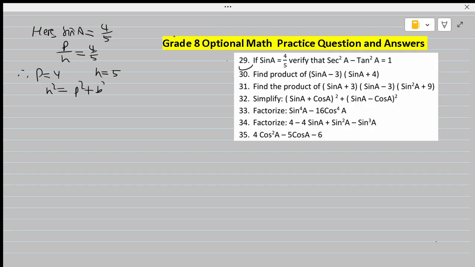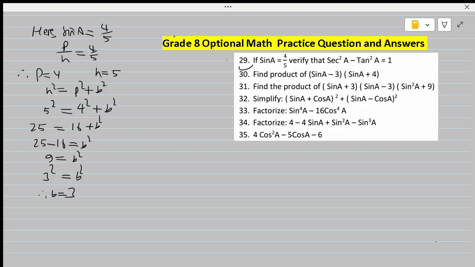So here H square equals P square plus B square. Hypotenuse 5 we do have, perpendicular 4 you have, is it? So 5 square 25 equals 4 square 16 plus B square, and 16 you bring on the left side, so that way you get 9 by subtracting 16 from 25. 9 is a square number, square of 3. Therefore base we got here is 3, is it? So all three sides P, B, H we have found.